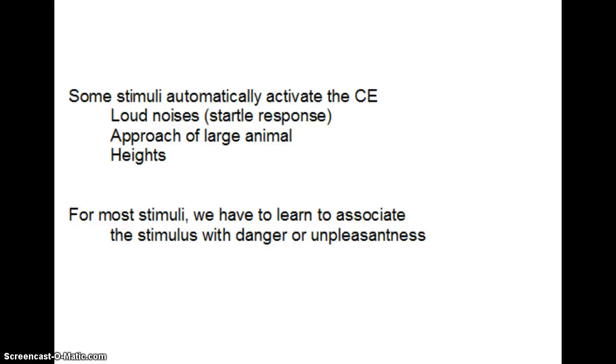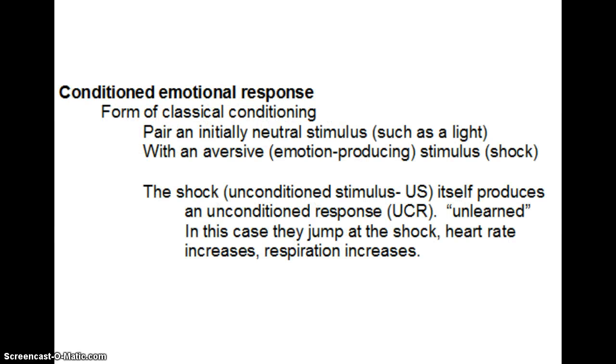But for most stimuli, we have to learn to associate that stimulus with the corresponding danger or unpleasantness that it predicts. And this leads us to take a look at the conditioned emotional response, or a learned emotional response. This is a form of classical conditioning, which you may have learned about in intro psych associated with Pavlov and his slobbering dogs. What we're going to see here is that we're going to pair an initially neutral stimulus, such as a light, or as your textbook notes, a tone, with an aversive emotion-producing stimulus. In this case, we're going to use a shock.